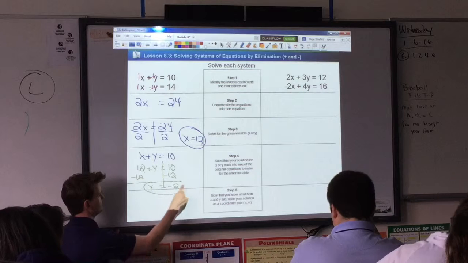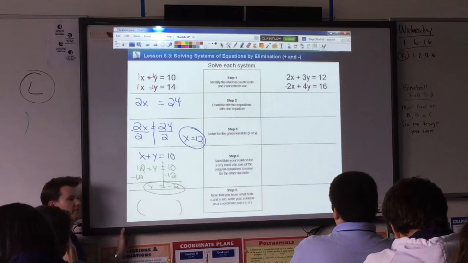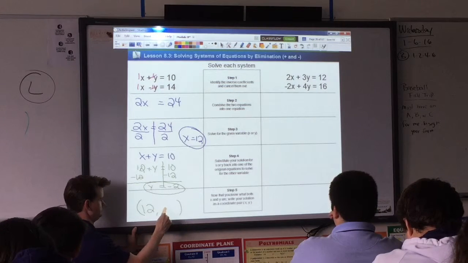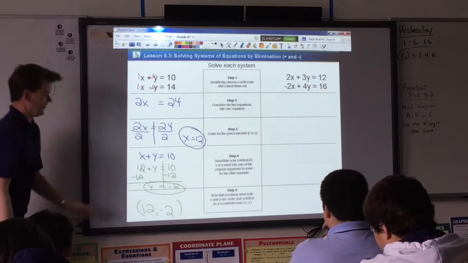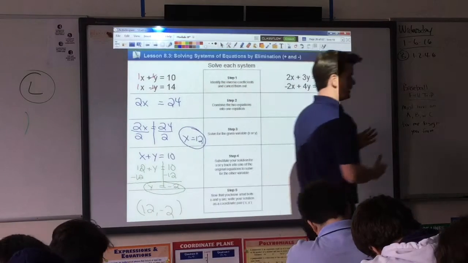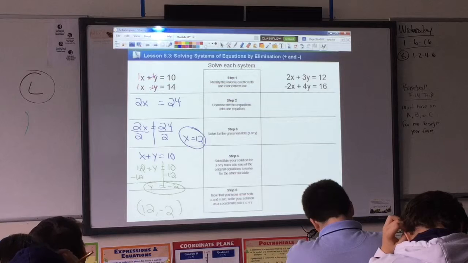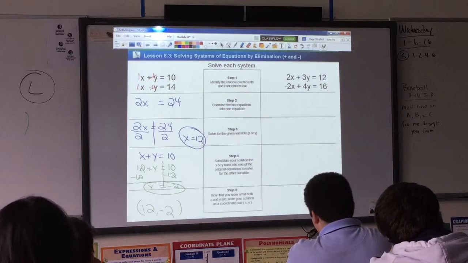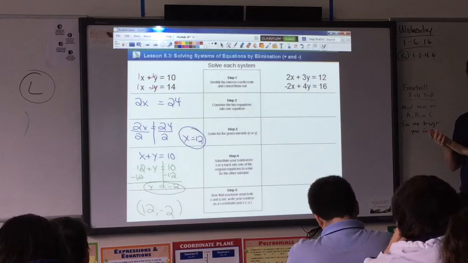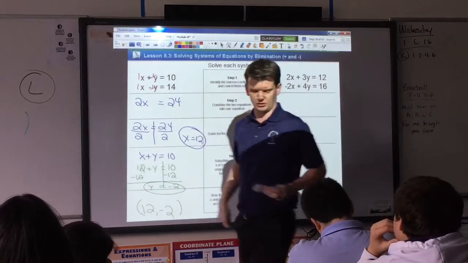Do I have both halves of the answer now? Yes. I have the x and I have the y. Remember that you write the coordinate pair x comma y. My x is 12, my y is negative 2, and that's my answer. Whenever you're solving a system of equations, your answer will always be a coordinate pair. You're not just going to write x equals 12, or y equals negative 2. Your answer must be written as a coordinate pair. If not, you've done something wrong. Any questions on the first one? No? Okay, so Matthew.